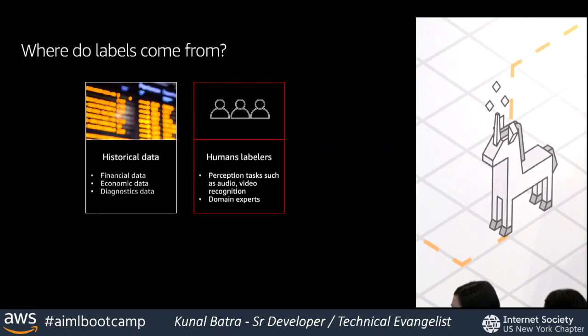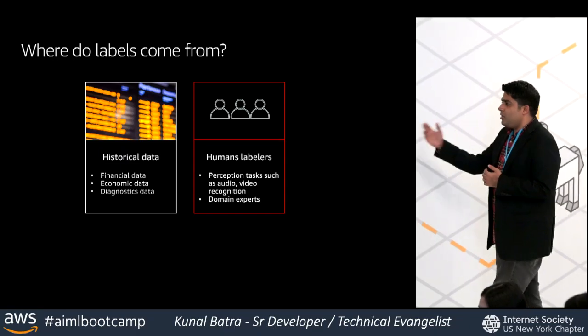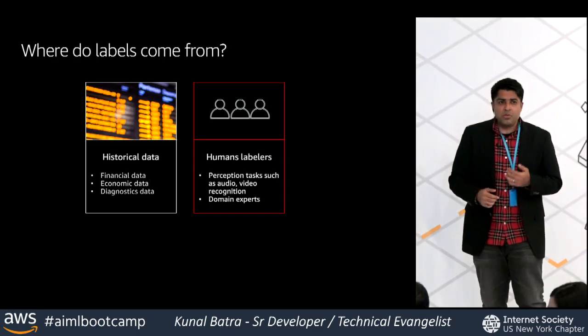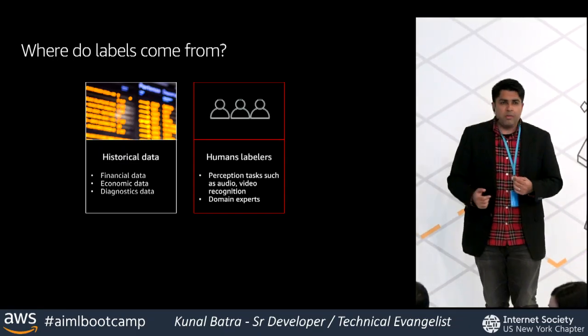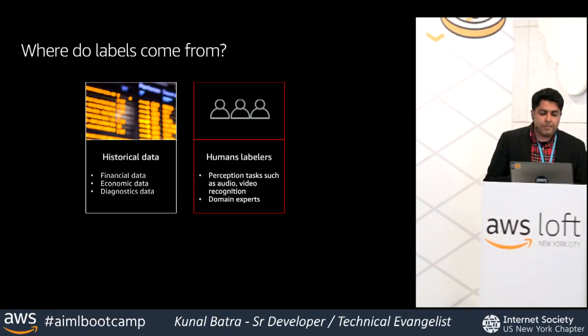And so these labels come from a lot of places, right? With the MNIST data set, it was human labelers. You can also have historical data, machine-generated data from blogs and other areas like that to get the labels as well.